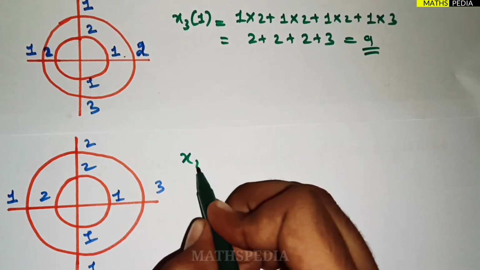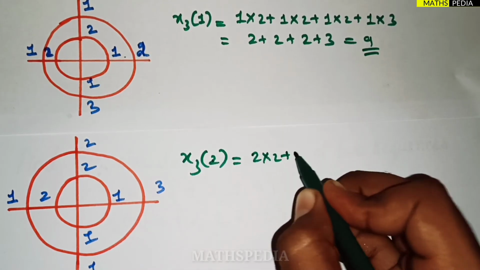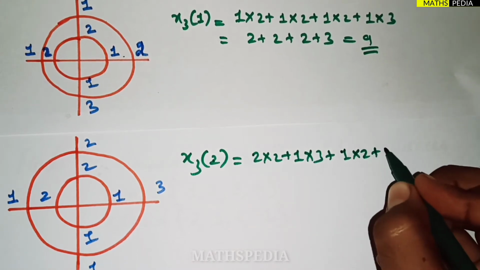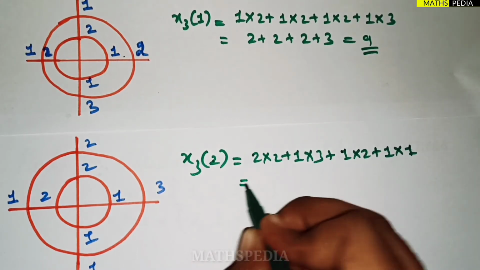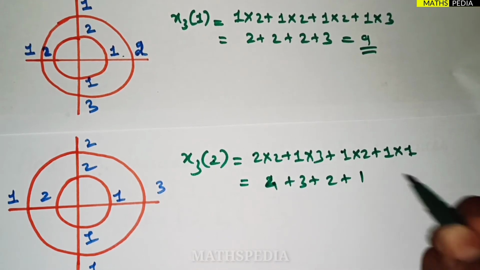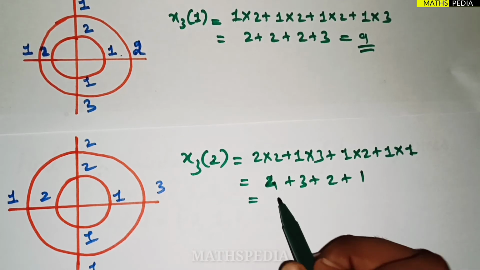Now I can just write the value of x3 of 2, which is equal to, just multiply 2 into 2 plus 1 into 3 plus 1 into 2 plus 1 into 1. Okay, so it is equal to 4 plus 3 plus 2 plus 1. So which is equal to 7 plus 2, 9. 9 plus 1, 10.